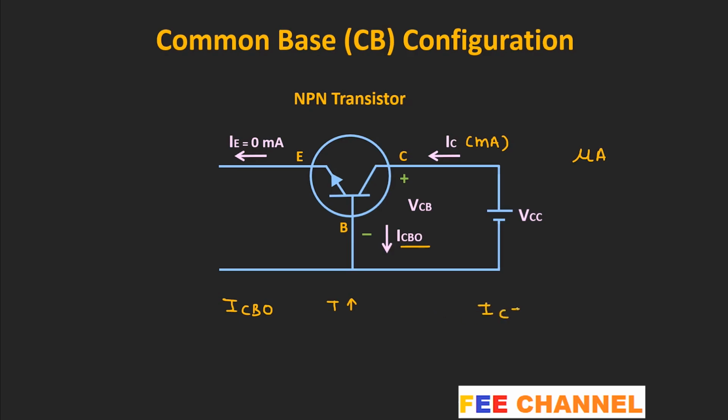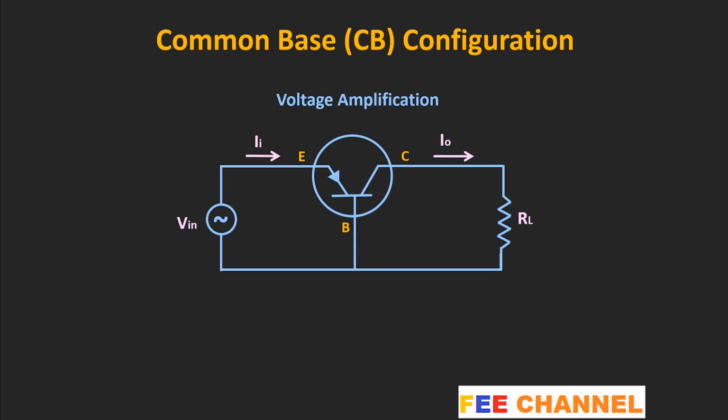This reverse saturation current is sensitive to the temperature. That means, as the temperature increases, this reverse saturation current will also increase. So, here the total collector current IC can be given as IC plus ICO. Or if we represent it in terms of the emitter current, then we can say that it is equal to alpha asterisk IE plus ICO. So, this will be the total collector current, which is flowing through the circuit.